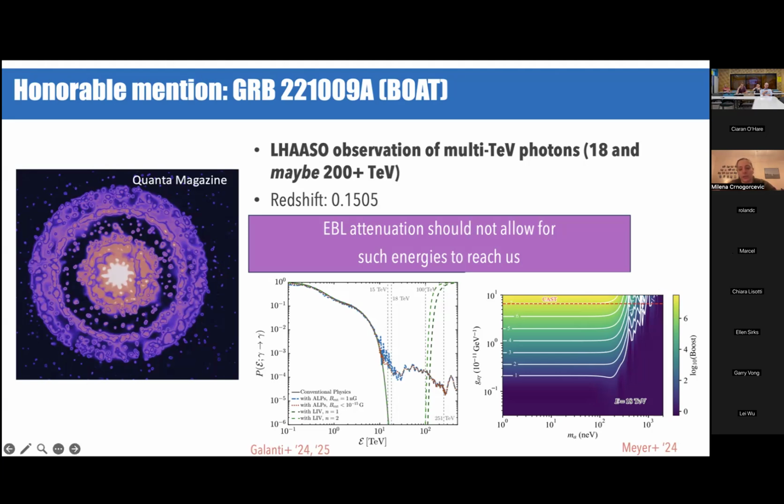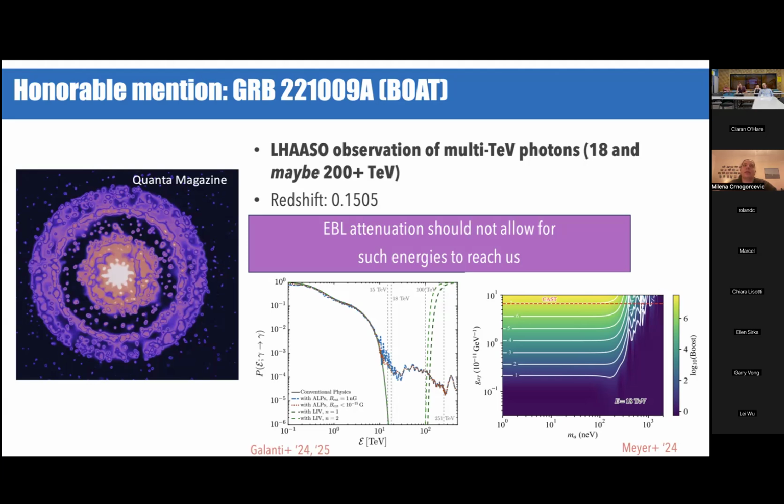On the left, I showed the probability produced by Galanti et al. as a function of the observed photon energy. And we see that there's a really steep drop at around a few TeV. On the right, I show quite a wide range in the upper limits coming from this observation.